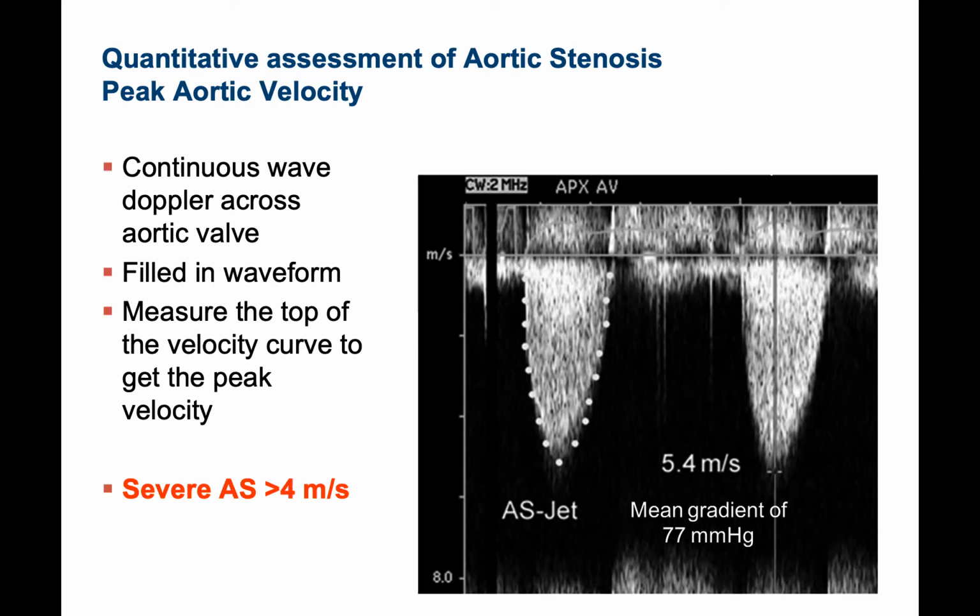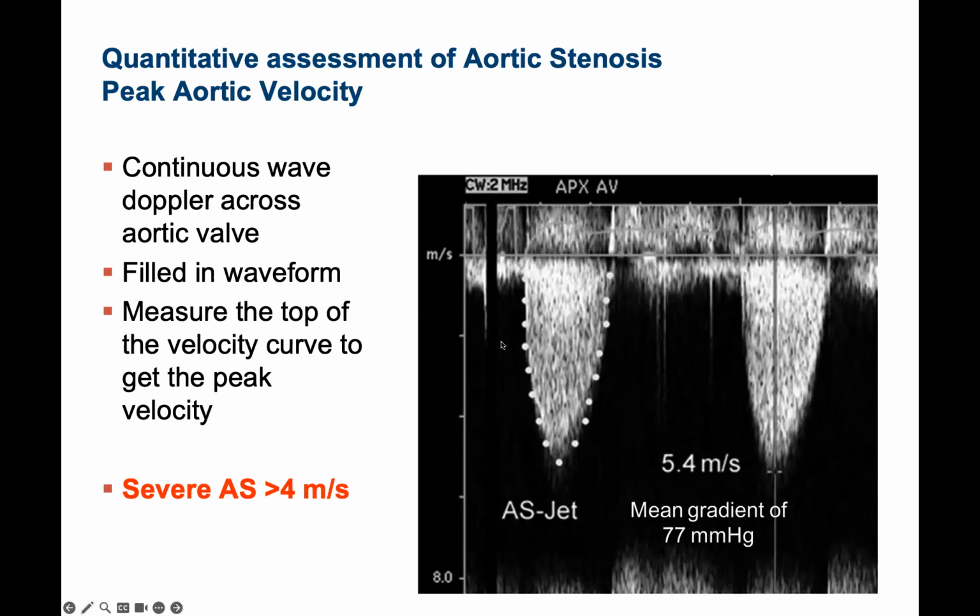So again, I'm putting continuous wave Doppler across the aortic valve. Because we're in continuous wave Doppler, I know that we're going to get a filled in waveform. So this waveform should be nice and solid to be sure that I'm getting a good tracing. If it were in pulse wave, it should be black in the middle because I'm getting a specific location. But again, here, because this is continuous wave Doppler, this is all filled in.